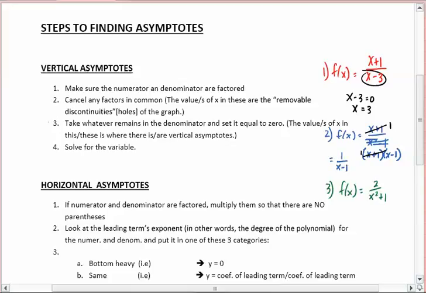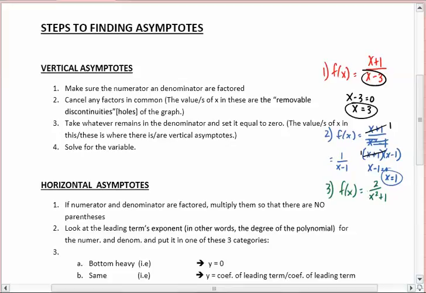Now we're on to step 3. Take whatever remains in the denominator and set it equal to 0. The value of that is the vertical asymptote. We solve for the variable. So x minus 1 equals 0, and x equals 1 is our vertical asymptote. I'll go ahead and circle this one. There's that vertical asymptote.